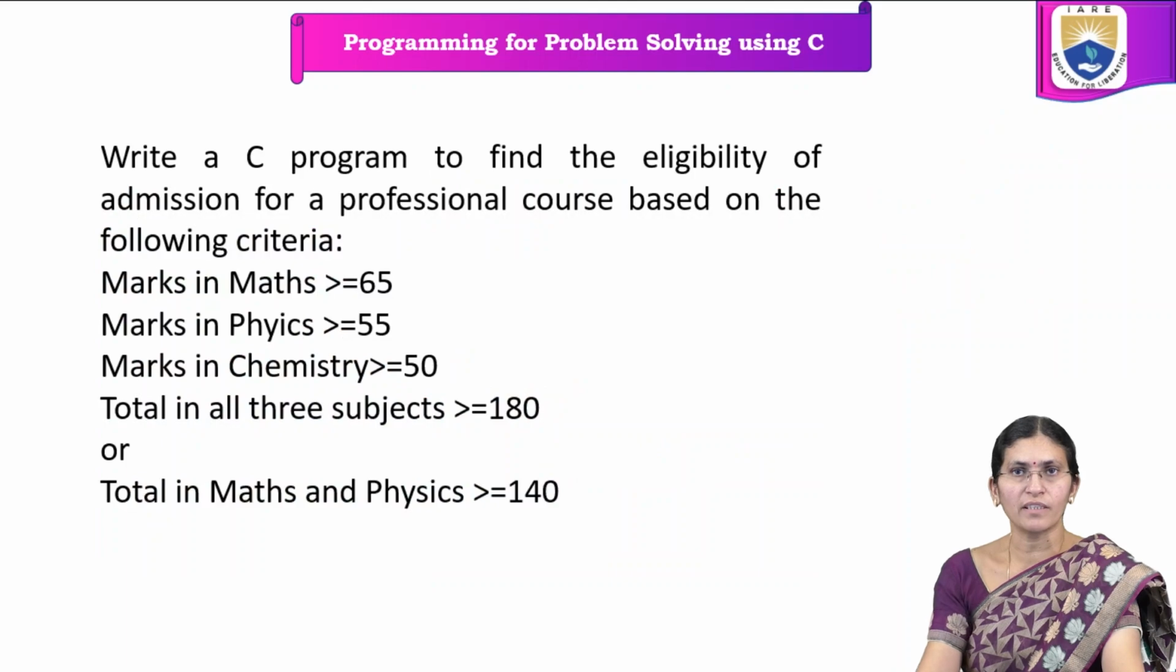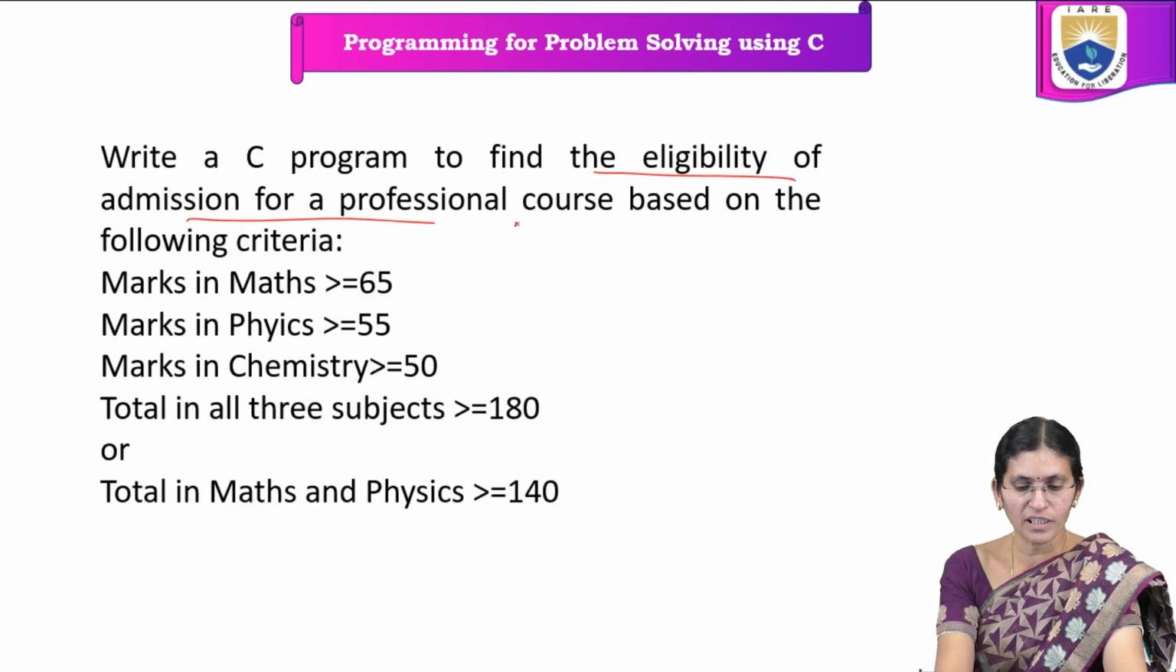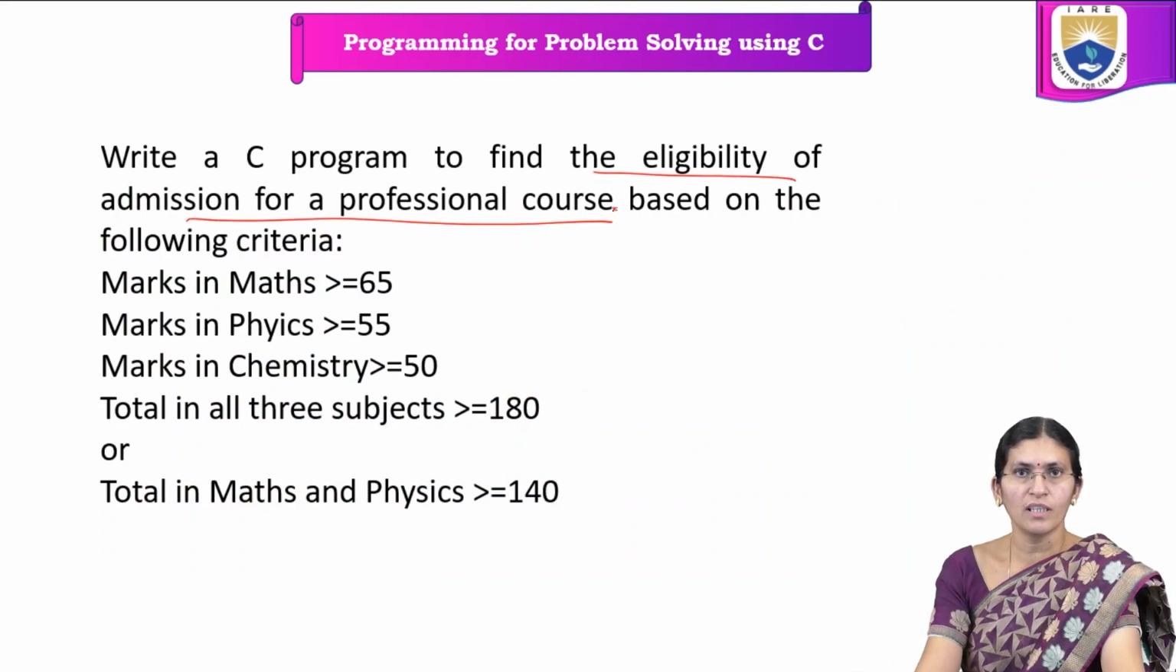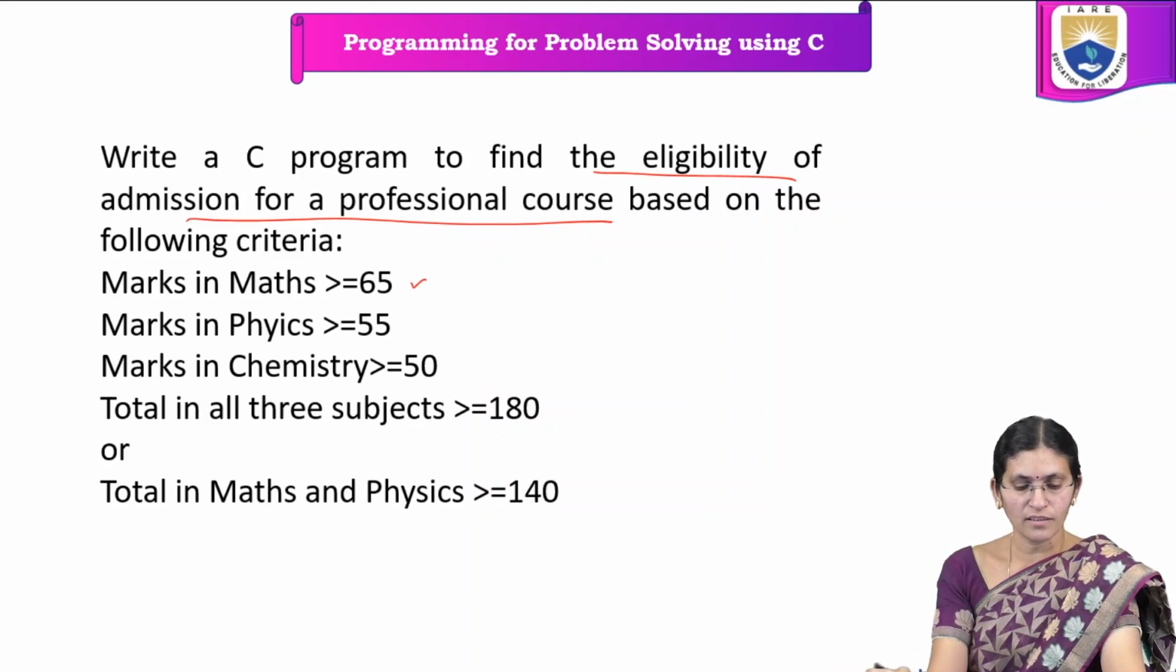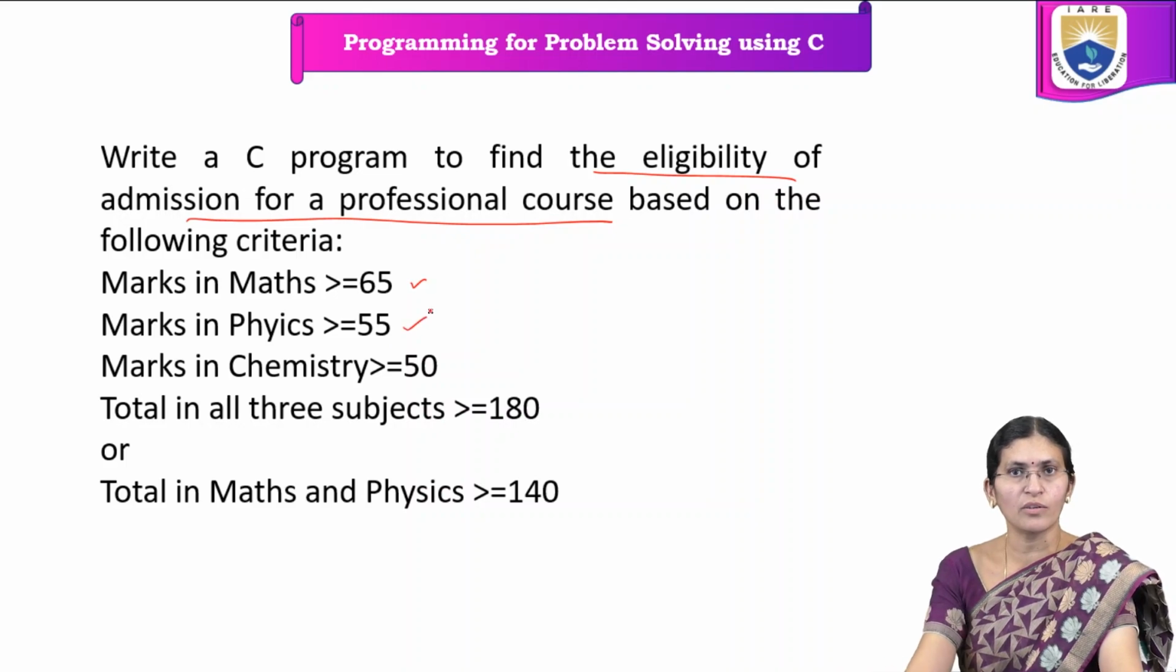Next program is to write a C program to find the eligibility of admission for a professional course based on the following criteria. Based on the marks obtained in different subjects, there are 3 subjects considered here: first maths, then physics, and the last one is chemistry. The condition to get admission in a professional course is that marks in maths should be greater than or equal to 65, marks in physics should be greater than or equal to 55, and marks in chemistry should be greater than or equal to 50.